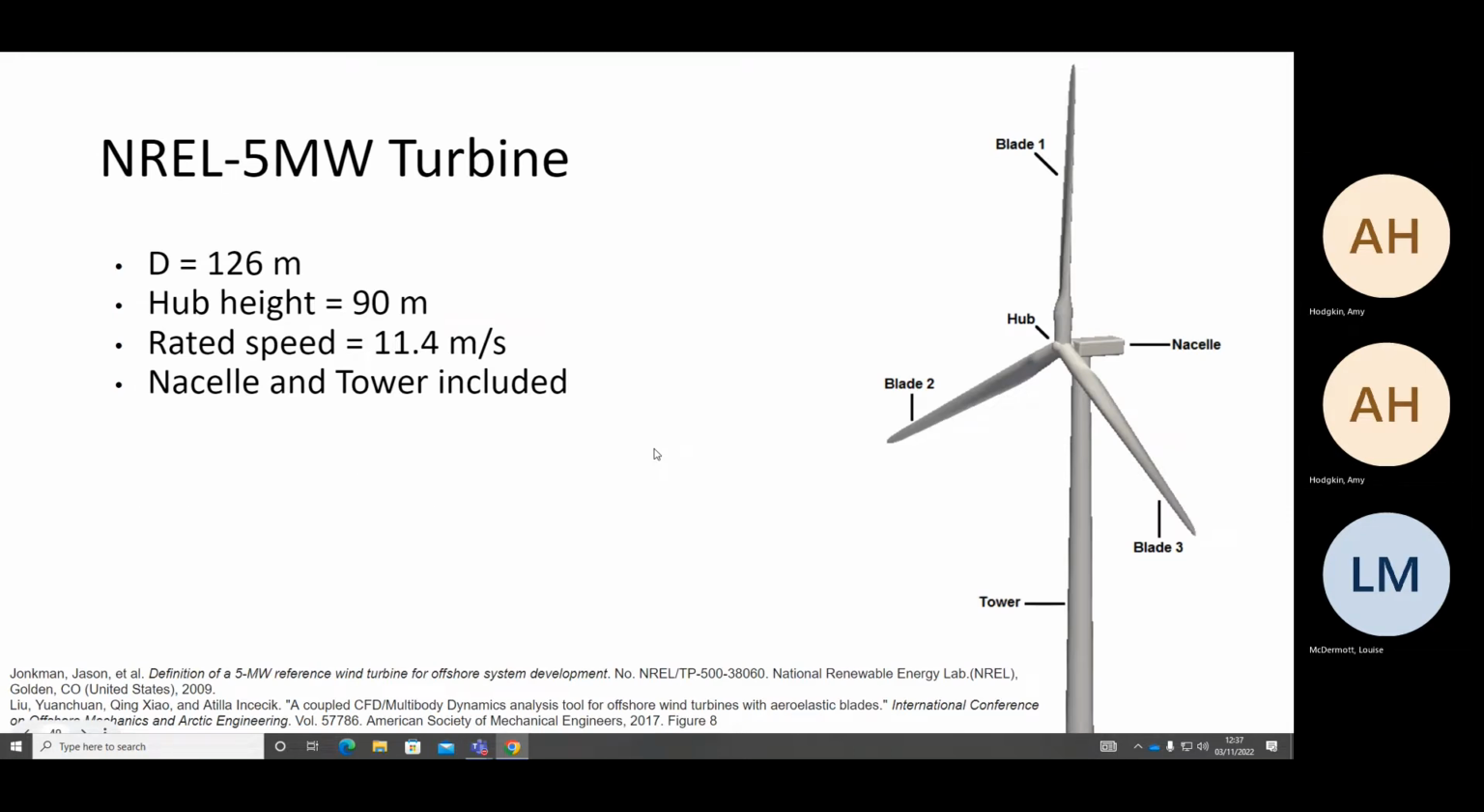So here we're modeling a full-scale turbine with a diameter of 126 meters. Its rated speed is 11.4 meters per second. So we're trying to have it run at rated speed. And we are modeling a tower and a nacelle here.